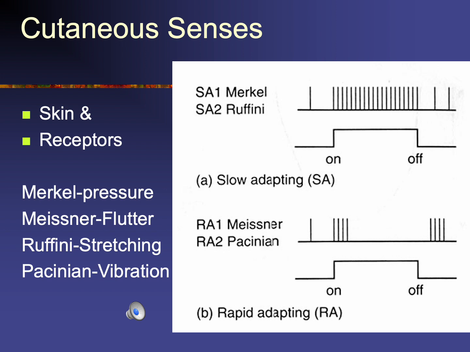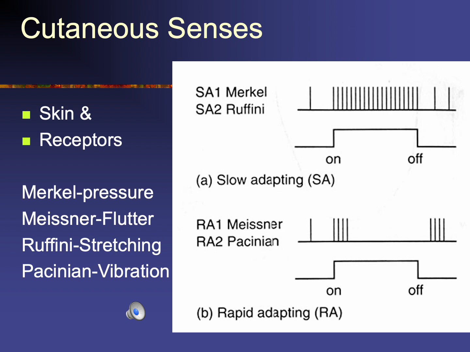So you want the neuron to keep responding as long as that pressure is there. Ruffini is the same way. When a muscle is contracting or relaxing, and the Ruffini ending is stretching, you want to know the duration of the stretch more than you want to know exactly where it is, even though location is still important. So these receptors are slow adapting. They're on for a period of time associated with the stimulus duration.